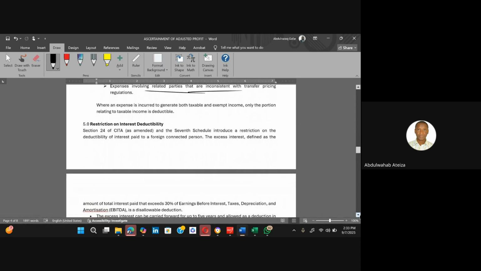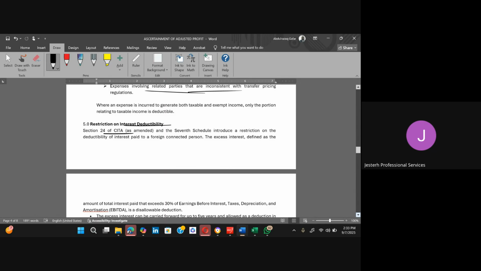Okay, then we have interest expense deductibility. So if you incur an interest expense in the course of your business transactions, how will such interest be treated? Section 24 of SITA. Okay, I need to quickly address something.